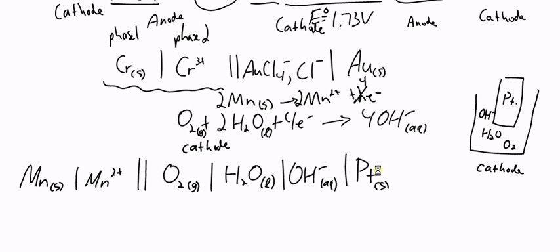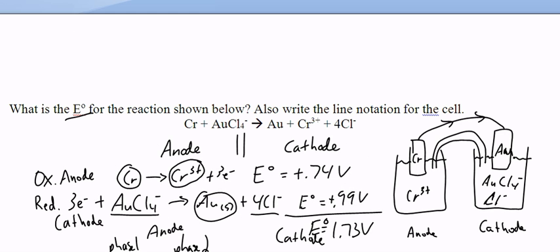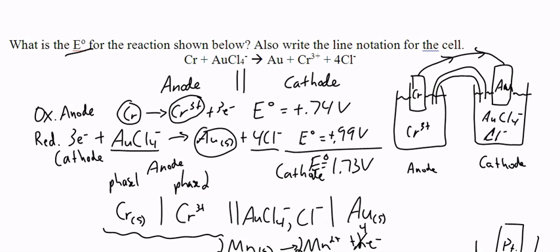So I hope that this clears up line notation in terms of what to do when you don't have a solid. I recommend platinum as your electrode. And then what to do in terms of going back and forth between a sketch and line notation. So good luck putting it to use for yourselves.